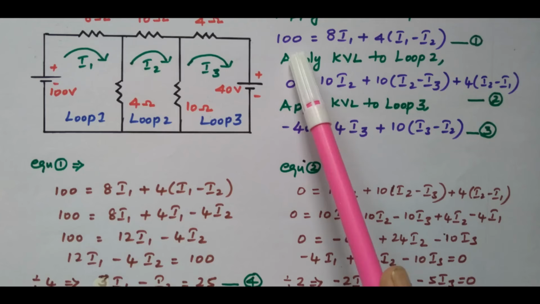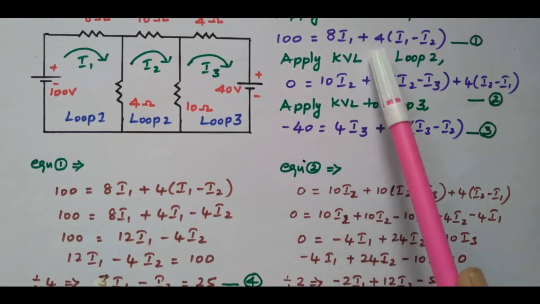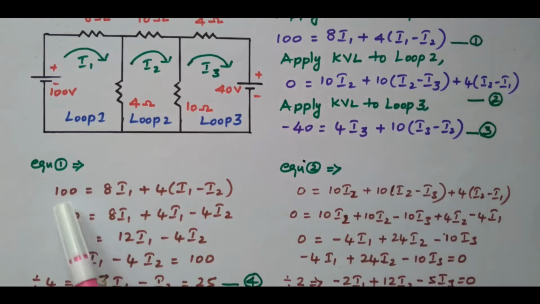So this first equation is 100 equal to 8i plus 4 into (I1 minus I2). It is written here, first equation. Now we will simplify this. 100 equal to 8i, and this 4 is multiplied inside: 4i1 minus 4i2.